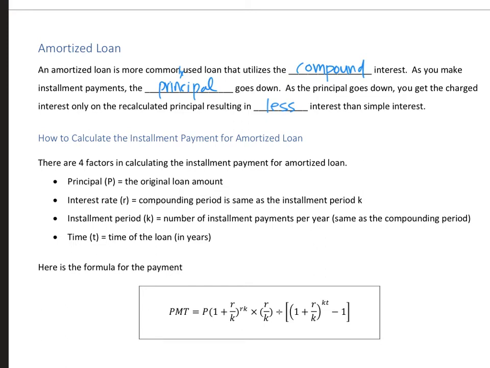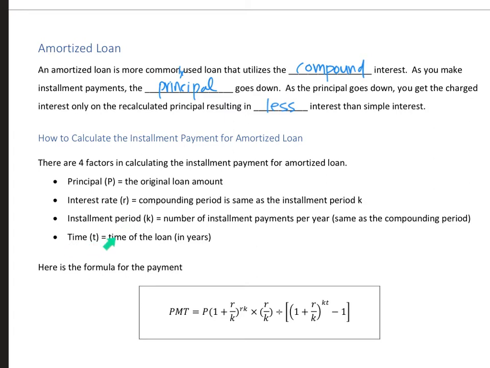So there's interest rate and then there's a compounding period. Installment period, basically it's the number of installment payments per year. It's actually the same as the compounding period, right? So if you're making monthly payments, it'll be 12. If you're making annual payments, meaning you're making 1 payment per year, this will be 1 because that's once a year. If you're making weekly payments, this will be 52. So mostly it'll be 12, but it could be some other number.